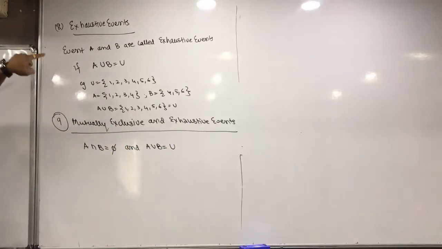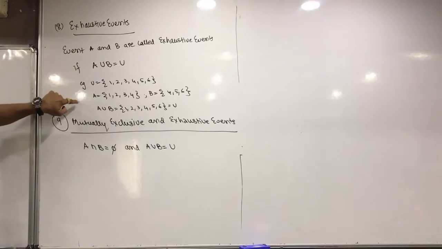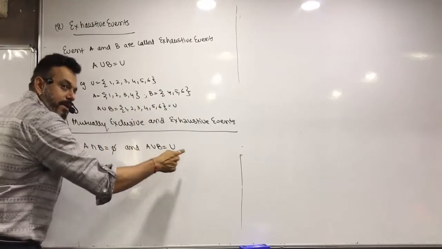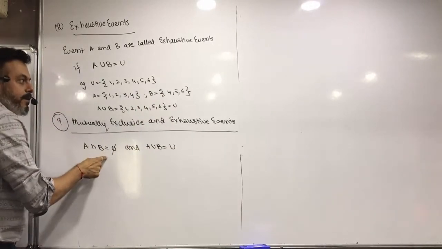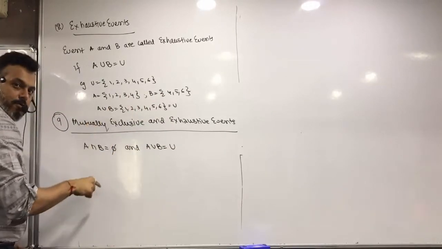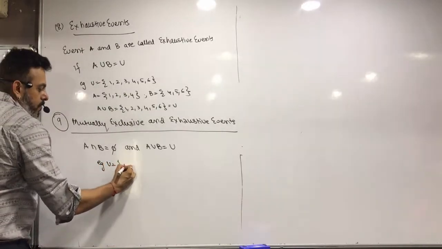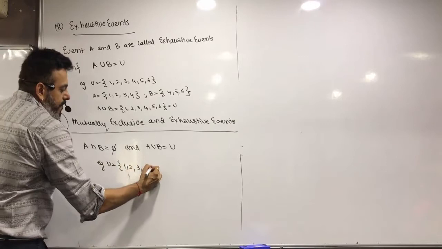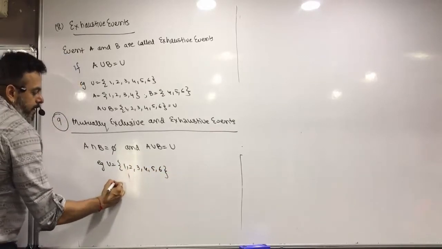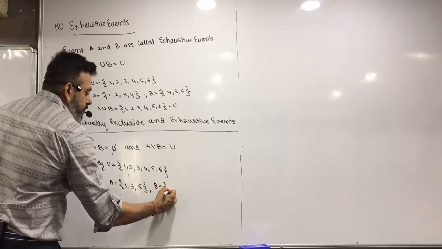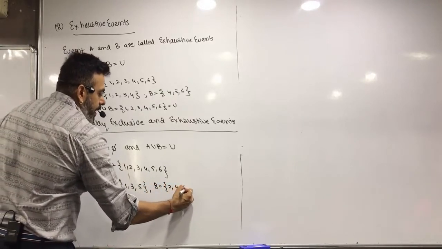Now tell me, is this mutually exclusive or exhaustive? No, because what? Why? Because we have common 4 over here. So A union B is U, but A intersection B is 4. So there is an element over there. So example, U is equal to 1, 2, 3, 4, 5, 6. A is equal to 1, 3, 5. B is equal to 2, 4 and 6.